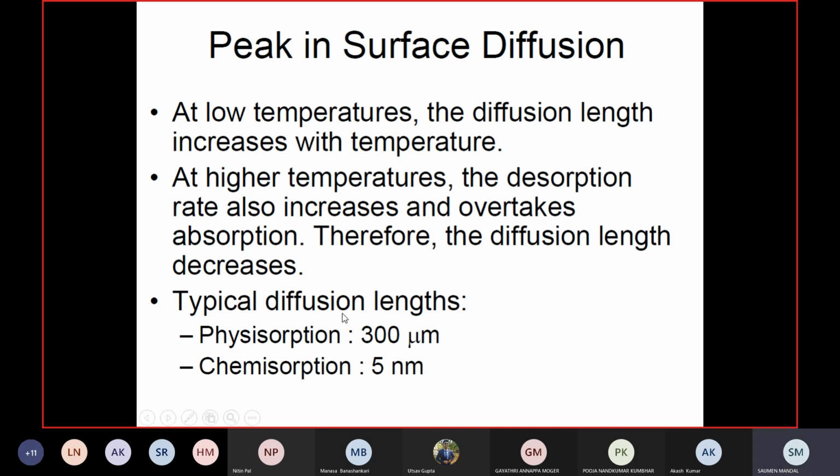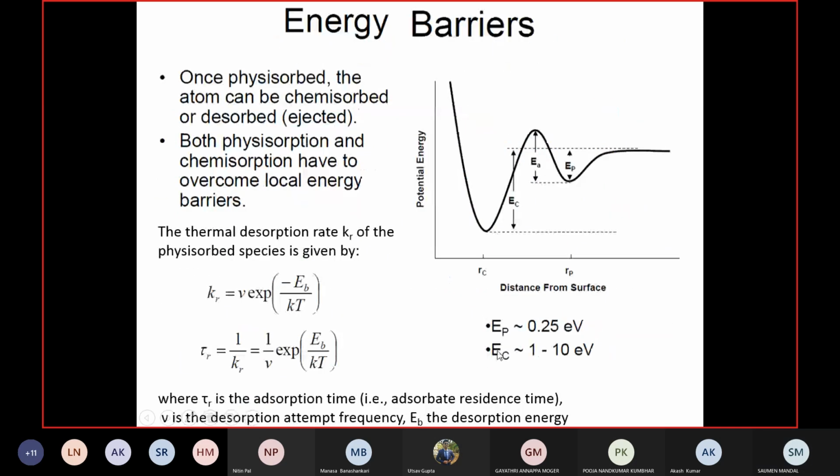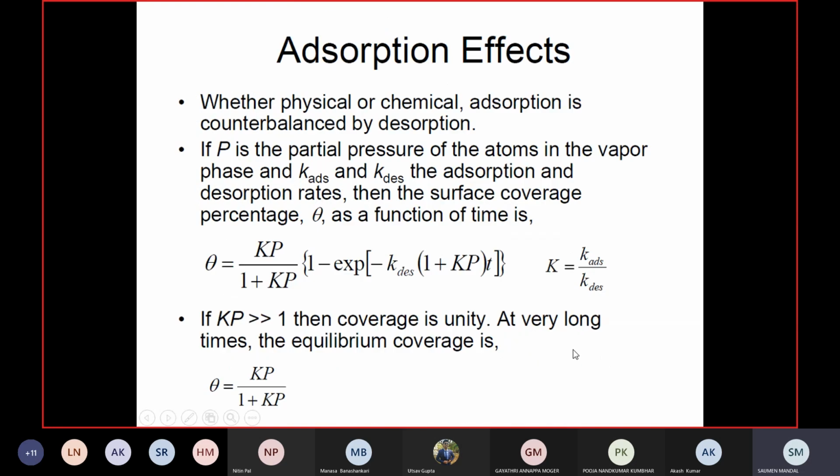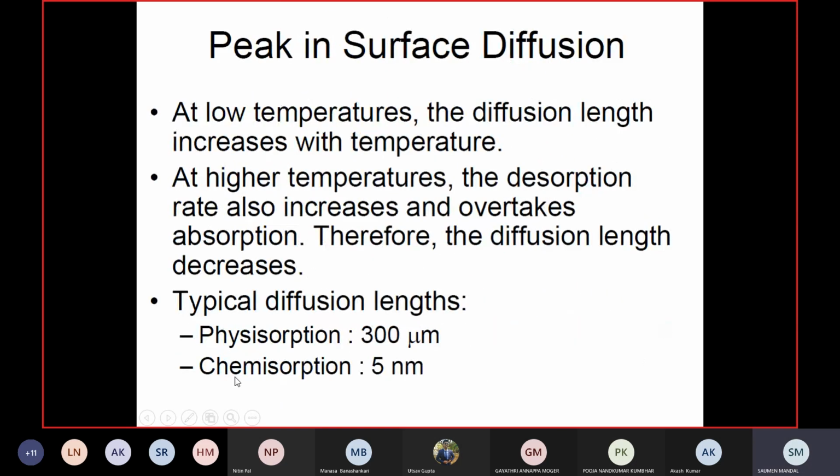But in general, the typical diffusion length for physisorption is 300 micrometer, and for chemisorption only 5 nanometer. So now you try to correlate. Physisorption has an energy of 0.25 electron volt, much lower energy, and chemisorption requires 1 to 10 electron volt. So now we can understand: more energy, tighter bond. That's why for chemisorption the diffusion length is only 5 nanometer. So the atom kind of rests on the surface.